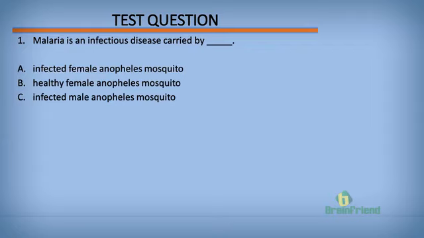Number one question: malaria is an infectious disease carried by dash. A, infected female Anopheles mosquito. B, healthy female Anopheles mosquito. C, infected male Anopheles mosquito. So the correct answer is A. From our lesson, we learned that there is an infected female Anopheles mosquito that transmits the Plasmodium parasite.